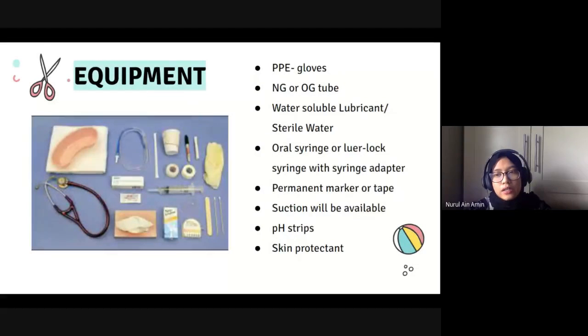Okay. Next, what are the equipment needed? We can have PPE such as gloves, we can have the tubes, we can have lubricant or sterile water, we can have the oral syringe, or a non-toxic permanent marker or tape. We can also have a suction, pH strips, and also skin protectant. And optionals are a pacifier, a cup of water, or even a blanket and straw. I'll explain why it's optional.